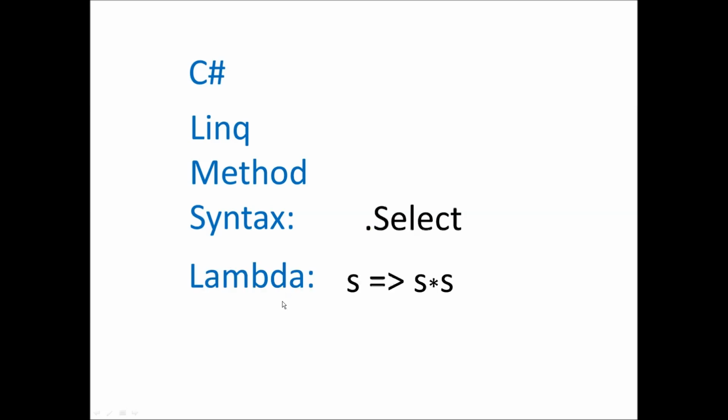We'll also be talking about lambda functions. A lambda function is where we have this arrow. Lambdas are characterized by this arrow symbol. We can combine the method syntax with the lambda functions.